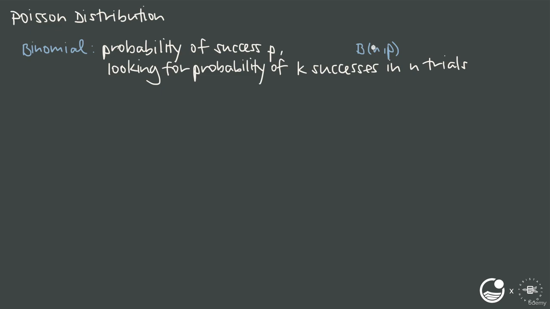So if we're running n equals 20 trials and our probability of success is 30% or 0.3, then we could go on to calculate the probability of seeing any number of successes, from k equals 0 successes all the way up to k equals 20 successes, since we're running n equals 20 trials.